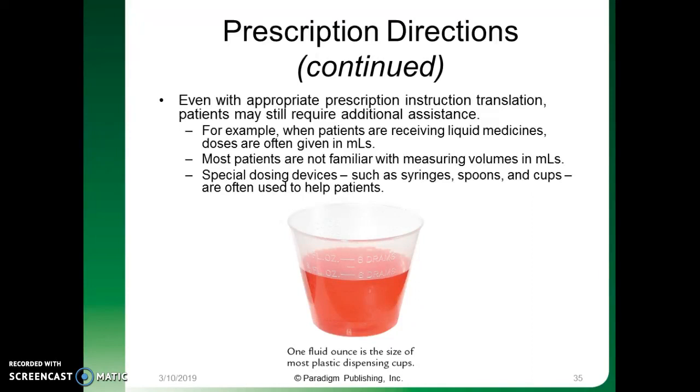So even with appropriate prescription instruction translations, patients may still require additional assistance. For example, when patients are receiving liquid medications, doses are often given in mLs. Most patients are not familiar with measuring volumes in mLs. So there are some special dosing devices out there, such as syringes, spoons, and cups, that are often used to help patients. So for example, this picture of a cup, we will explain to the patient the dosing information according to the label.